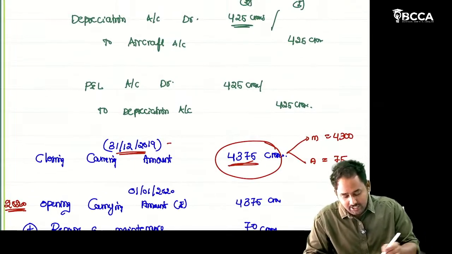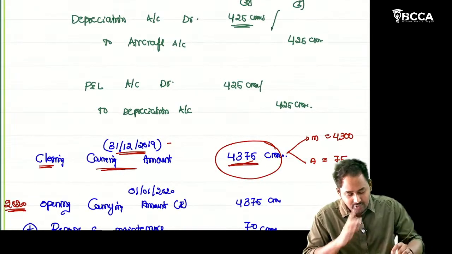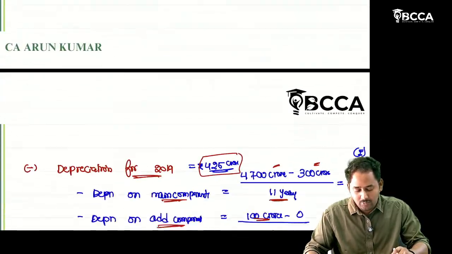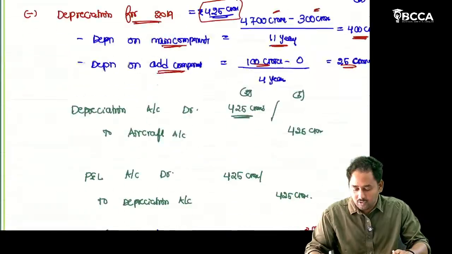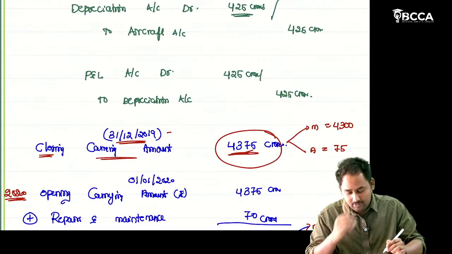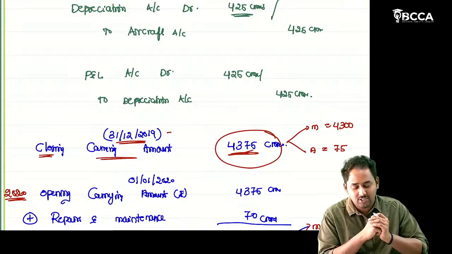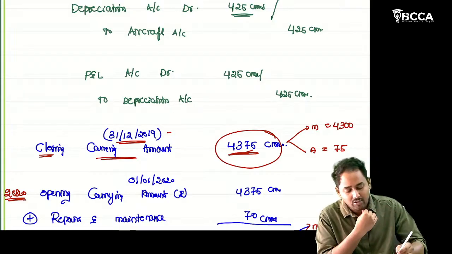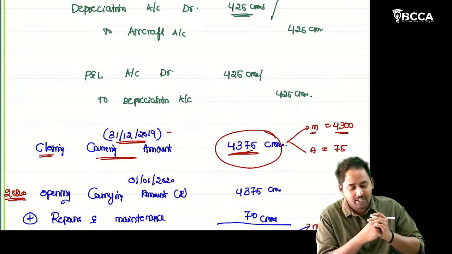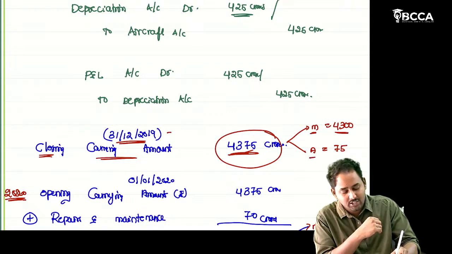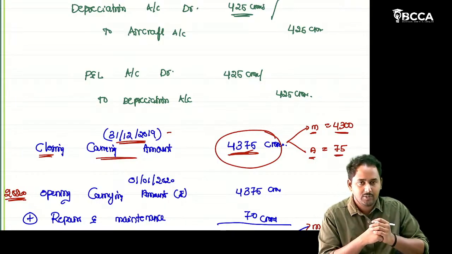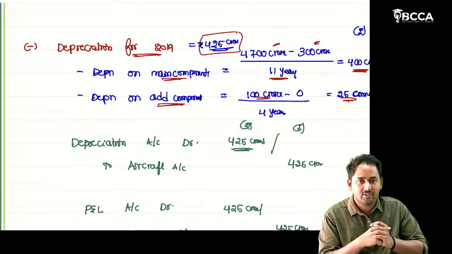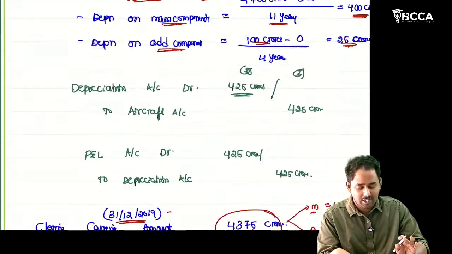Then what is the carrying amount? Closing carrying amount of the asset. So what is the opening carrying amount? 4800 minus the total depreciation of 425. Then 4375 is the closing carrying amount. That means as on 31st December 2019, this is the value. Out of this, what is the main component carrying amount? 4300. What is the additional component? 75 rupees. Out of 100, 25 is already depreciated, so the remaining 75 is the balance.